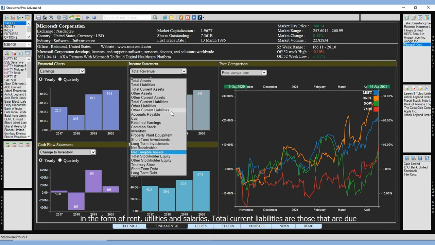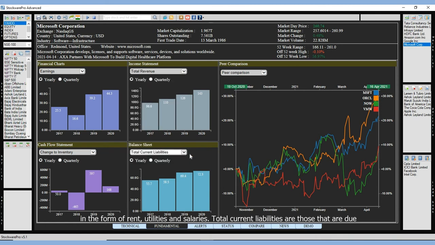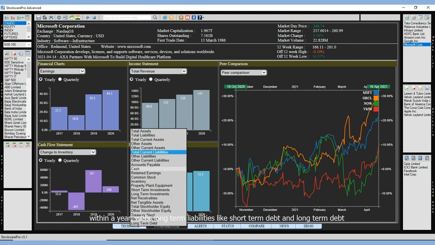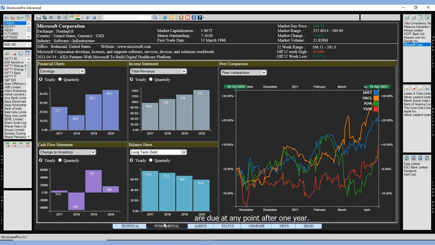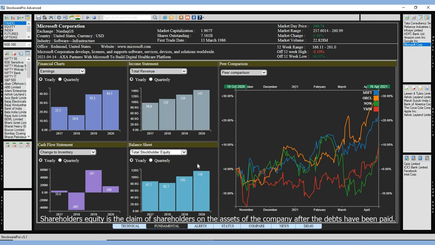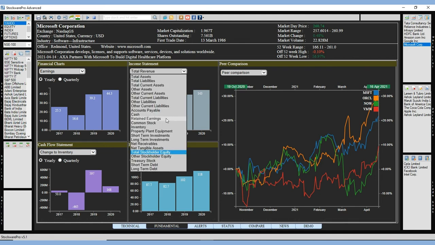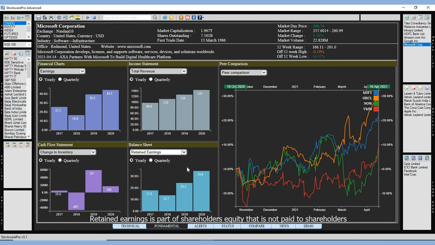Total current liabilities are those that are due within a year, while long-term liabilities like short-term debt and long-term debt are due at any point after 1 year. Shareholders' equity is a claim of shareholders on the total assets of the company after the debts have been paid. Retained earnings is part of shareholders' equity that is not paid to shareholders as dividends but is retained by the company.